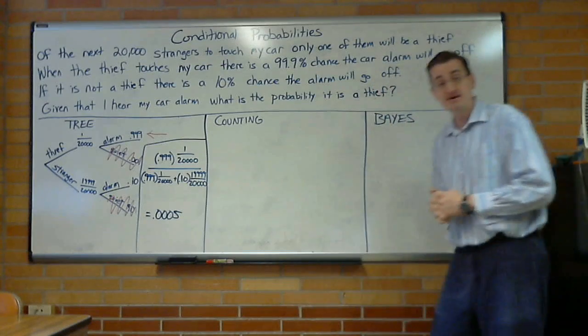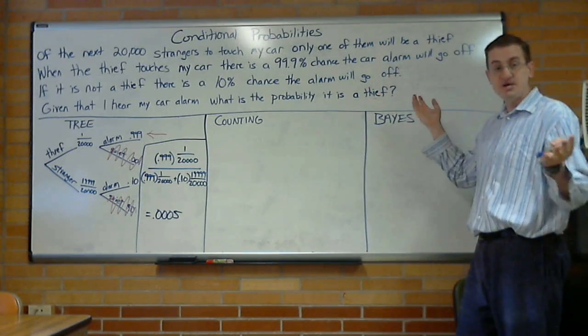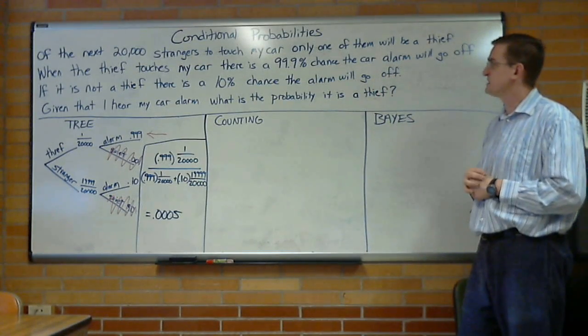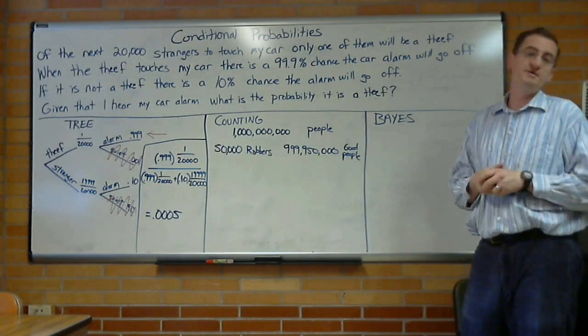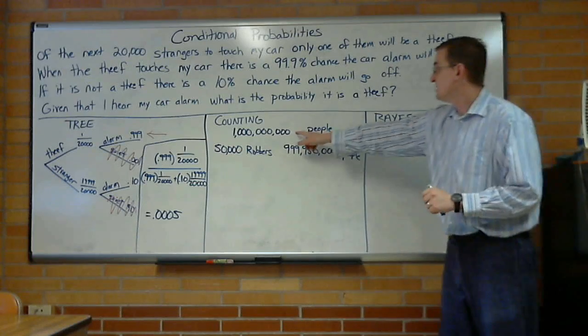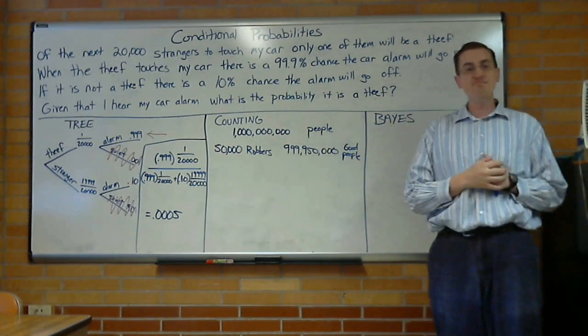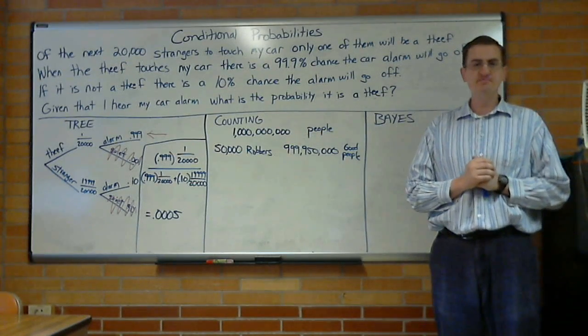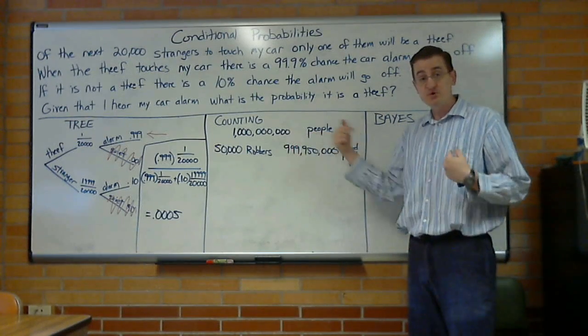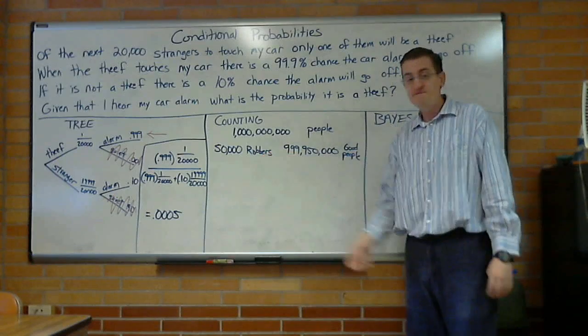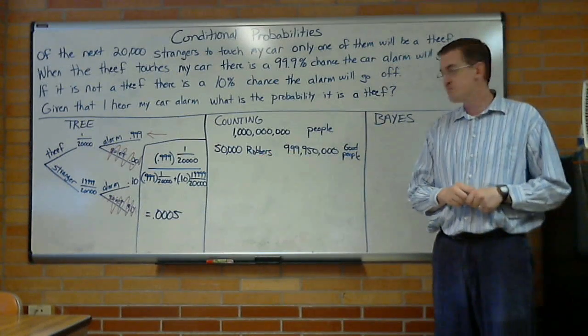Let's try the counting method. Let's start with strangers versus thieves. It still looks like thief is misspelled. So I'm going to use a huge number just because I'm trying to avoid decimal places. I think that's 1 billion people. I'm trying to imagine 1 billion people in Laramie. Yeah, that's an ugly sight. So if there were 1 billion people who came to touch my car, then 50,000 of those would be robbers.